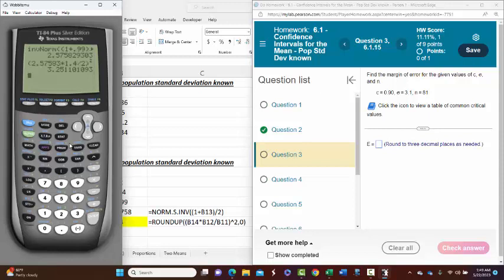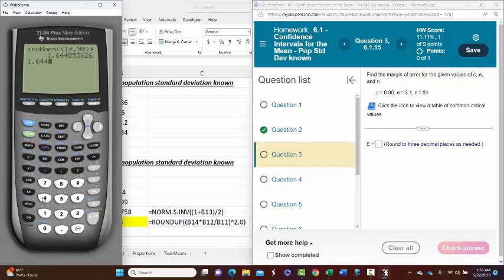So you can go inverse norm, and second, and it's 0.90, and arrow down till we get paste. It's in the notes, but I'll expect you to know this off the top of your head, obviously. The margin of error formula is going to be that. Yes, you can scroll back in the notes and see it.